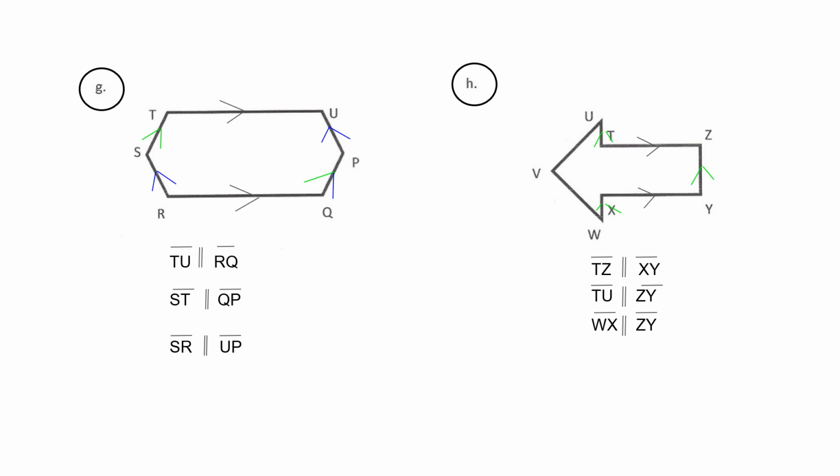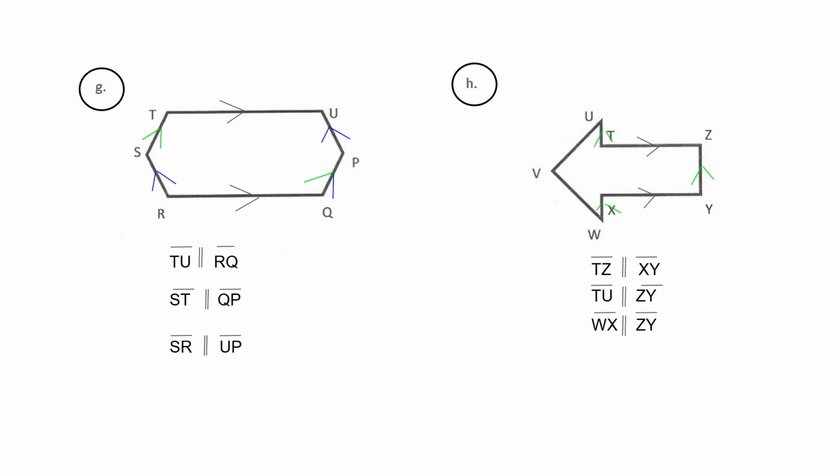Whoa, G was difficult for me. I have to say it was a little challenging. Circle G. So TU is parallel to RQ. See how they're black? These two are black arrows. These two line segments are parallel. They stay the same distance apart, never touch.